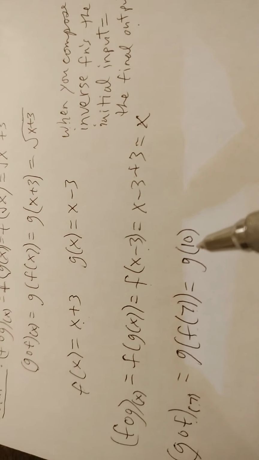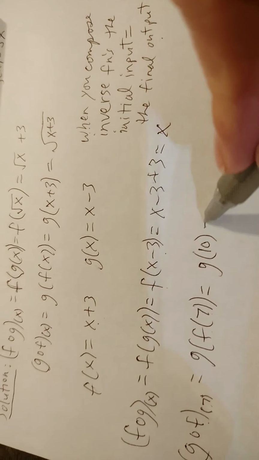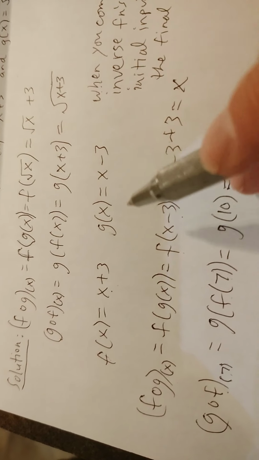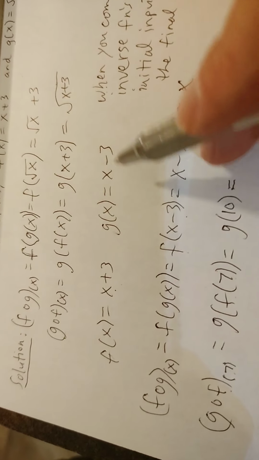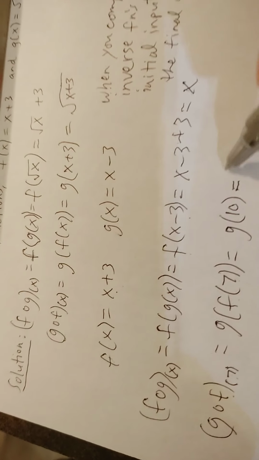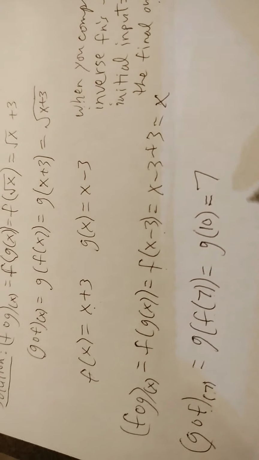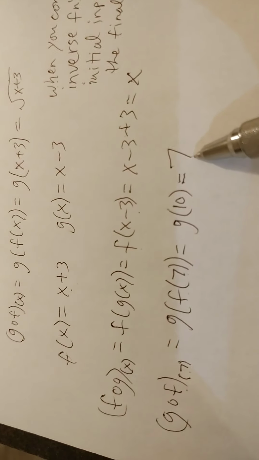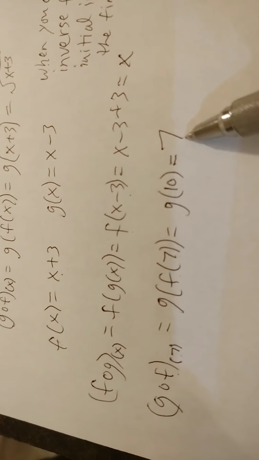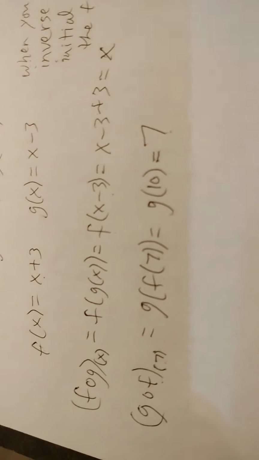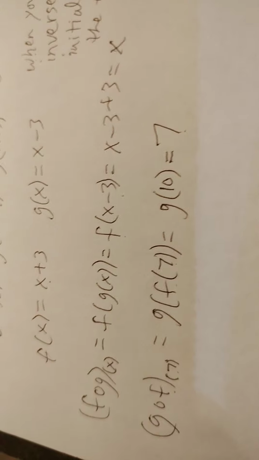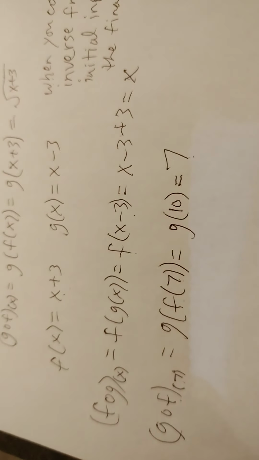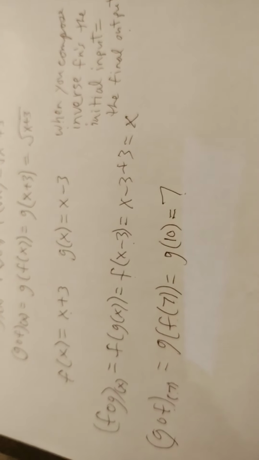So we have this. And then what does that equal? Plug in 10 for all x's in the g function. And here's the g function. What does 10 minus 3 equal? 7. Surprise, surprise. Notice the initial input equals the final output. There's something very therapeutic and cool about that idea. So that's the whole idea of composing functions. It's very straightforward. You just do those steps.